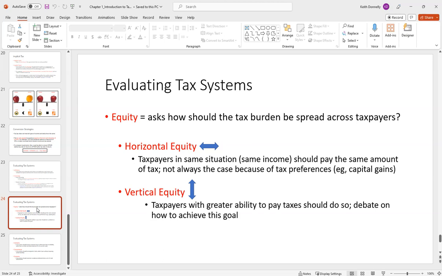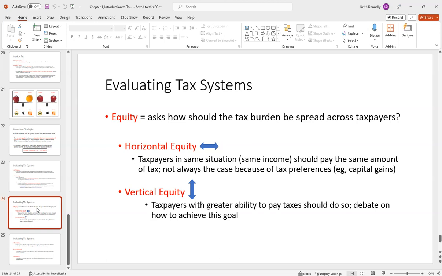Next thing here, equity, right? So this is a nice way of saying fairness. We need to make sure that when we create a tax system, it's equitable. And in this way, there are two types of equity: horizontal equity versus vertical equity.